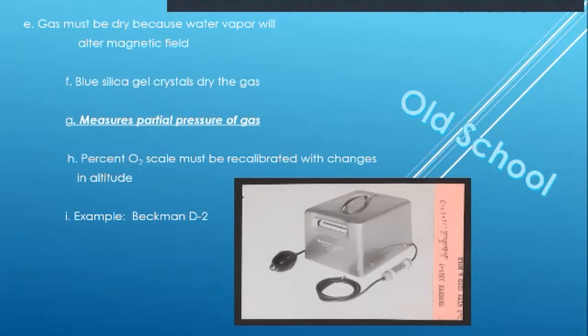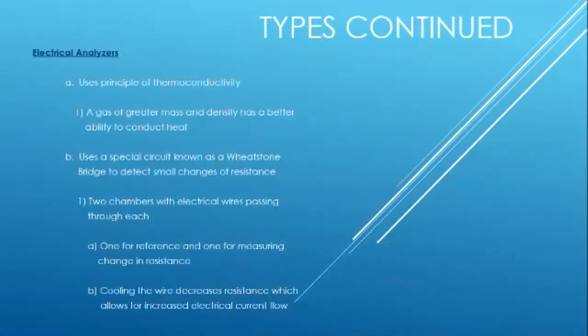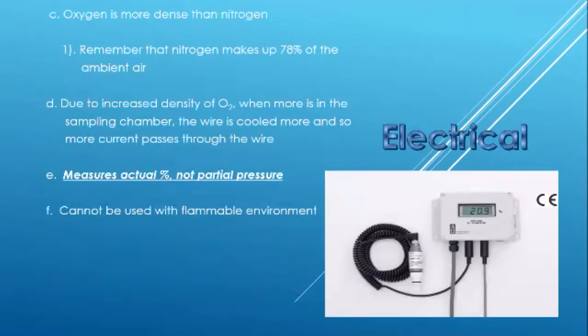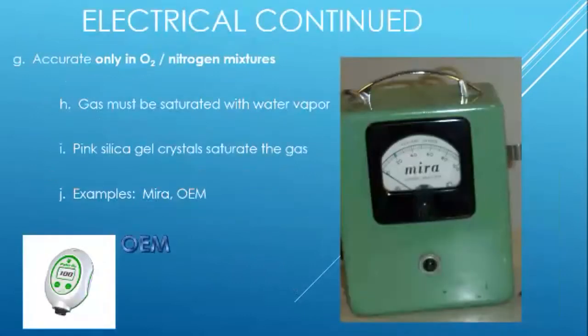Number two, electrical analyzers. The electrical analyzers measure what? Percentage. They measure the percentage, right? And the gas must be moist.